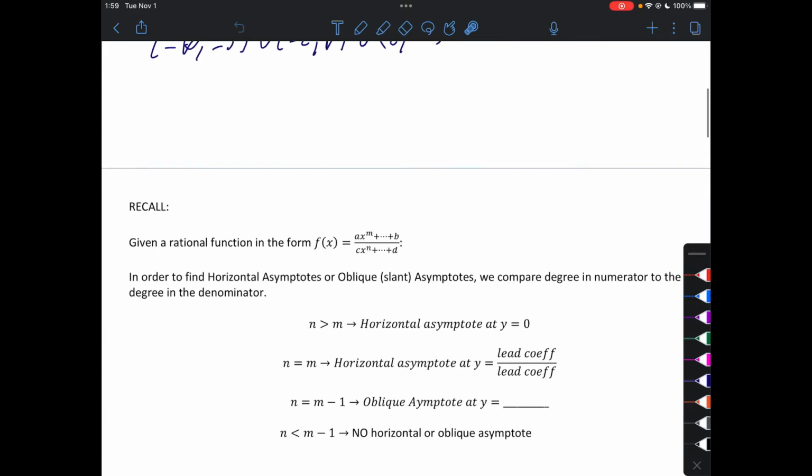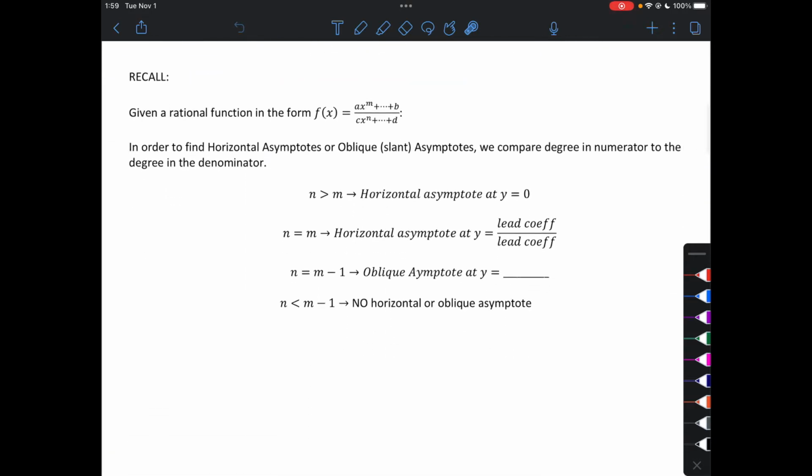Okay, so let's take a look at what we're going to learn today. We're going to talk about rational functions and oblique asymptotes. But let's go back and talk about horizontal asymptotes as well. Remember, this is a rational function, and we talk about m being the degree of the numerator, and n being the degree of the denominator.